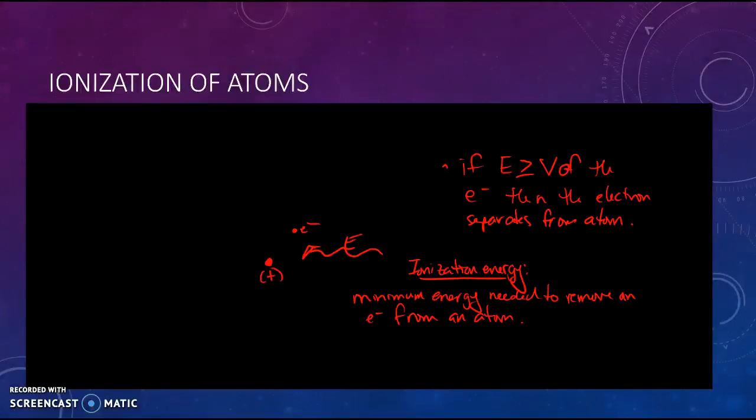And so what we're going to do in class is look at ionization energies. We're going to look at the ionization energies of atoms, and from that we're going to build up to a model that will allow us to explain those line spectra that we saw at the beginning of the presentation.